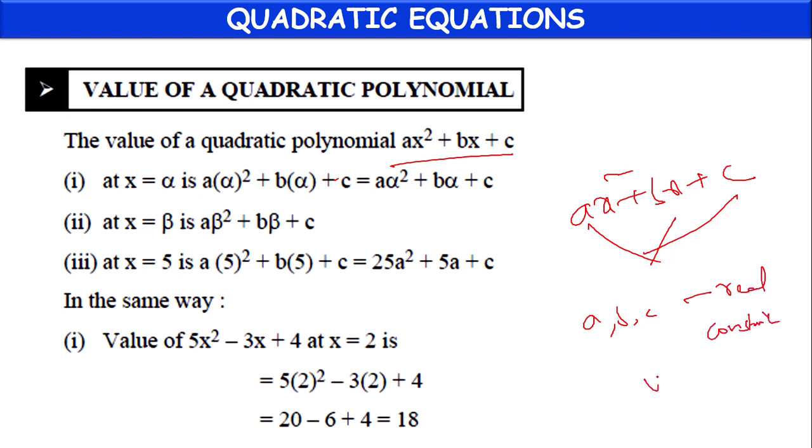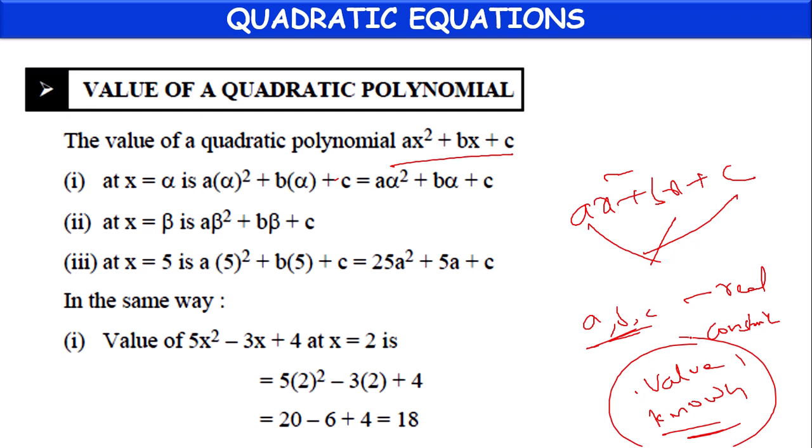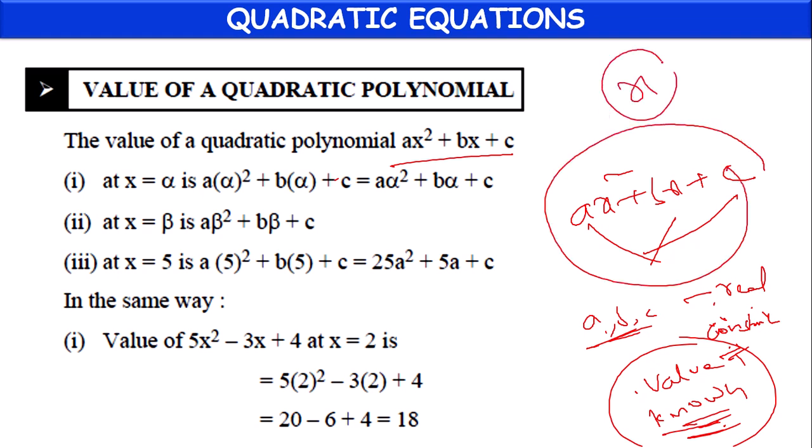Constants means whose value is already known. No need to find the value of constants again. They are called constants because their value is already known, which won't change. So which value do we have to find here? We have the variable x. Variable means whose value varies depending on the given conditions. So here x is the variable.